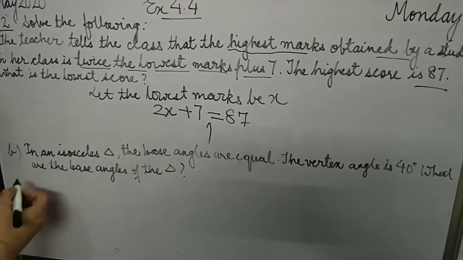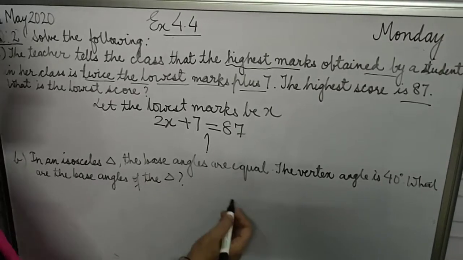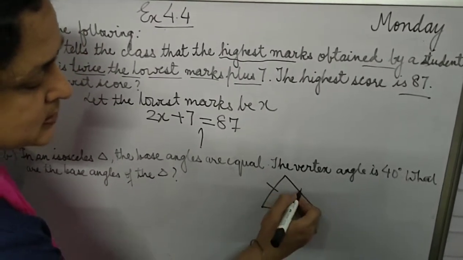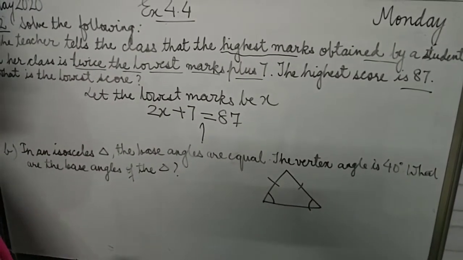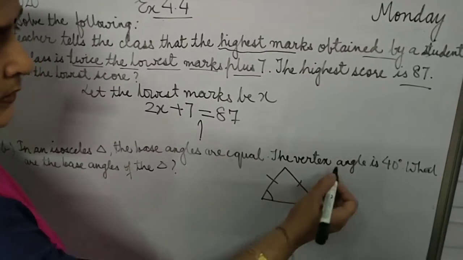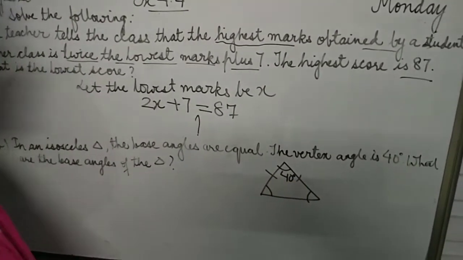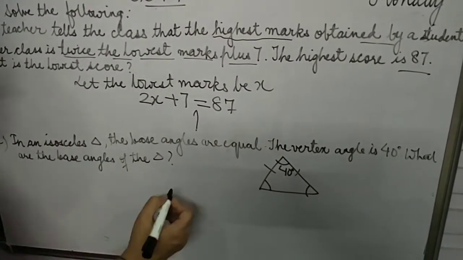B part is, in an isosceles triangle, the base angles are equal. Isosceles triangle means a triangle having two sides equal. So two angles are also equal. Let these be the base angles. And the vertex angle is equal to 40 degrees. What are the base angles of the triangle?